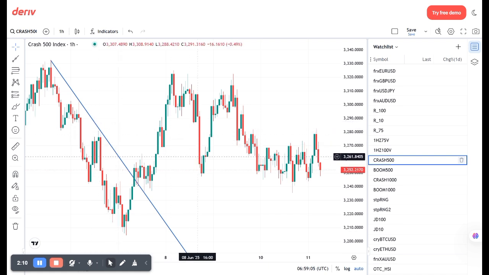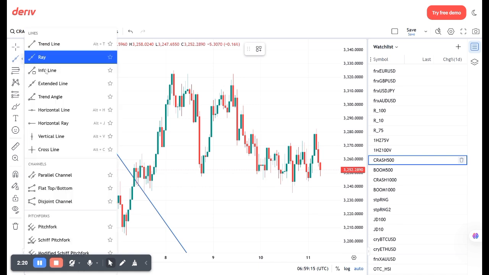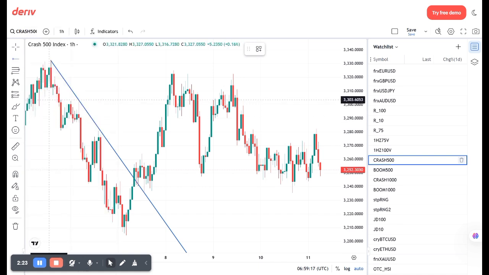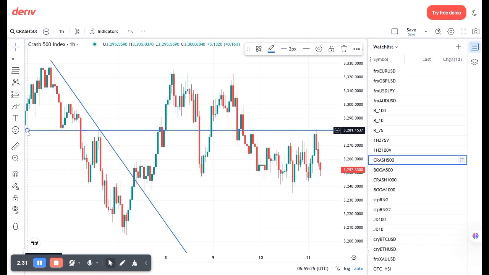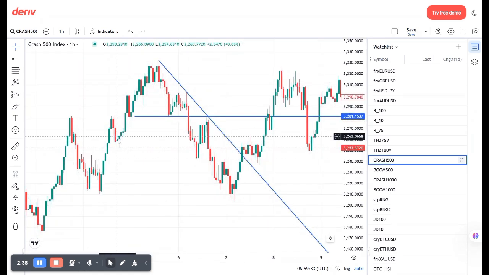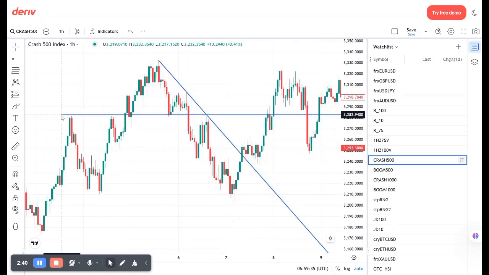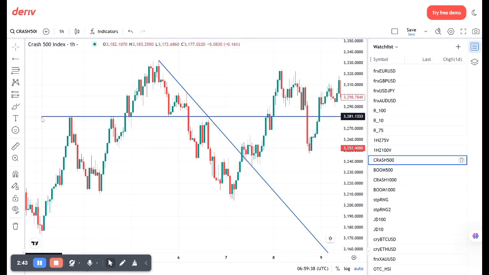Another thing that you want to do after you've marked your trend line is look for obvious support and resistance zones, or support and resistance areas. So you look for the bottom part where the price last touched, like this one right here. Let me just scroll to the left so that you guys can see.